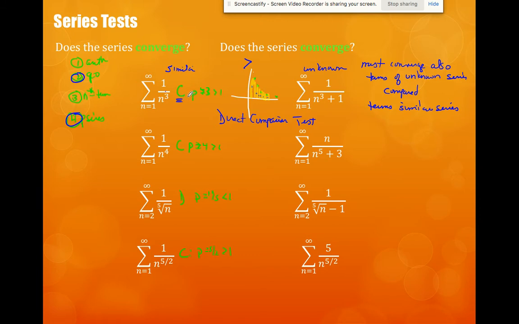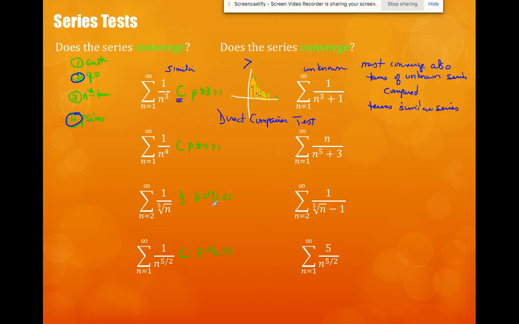Because what I did was compare term by term the values. And since the sum of these terms converged, because I had a p-series where p was greater than 1, the similar one that always lied below it must converge as well. That's the direct comparison test.